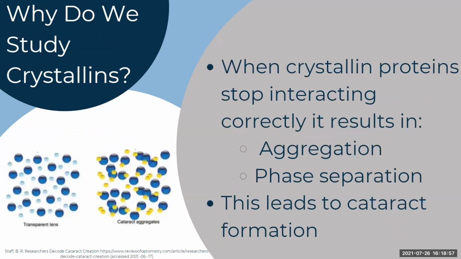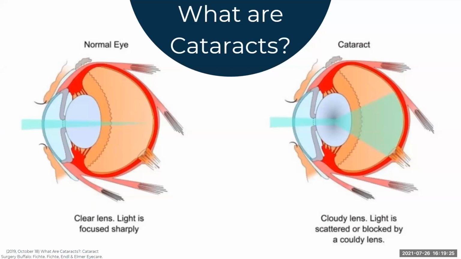So why do we study crystallin proteins? When crystallin proteins stop interacting correctly, it results in aggregation or phase separation, and these things can lead to cataract formation. As you can see in this diagram to the left, your eye lens stays transparent when your proteins are not clumping together or binding to one another, but when they start forming aggregates, it can lead to cataracts. So what are cataracts?